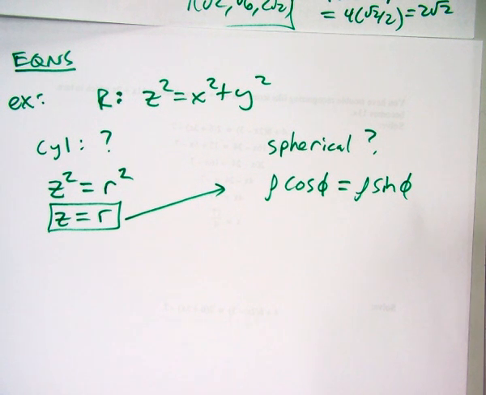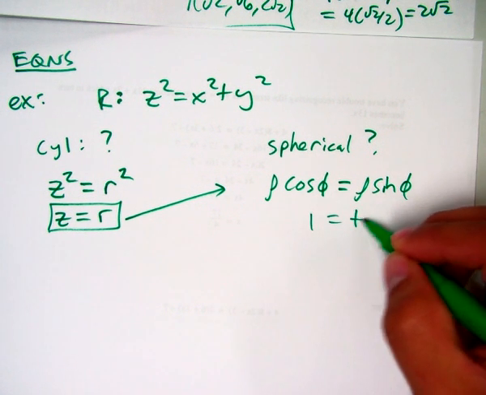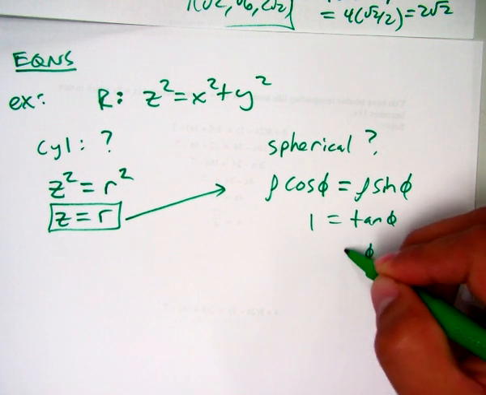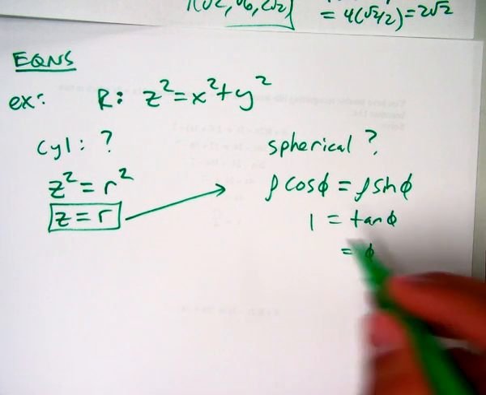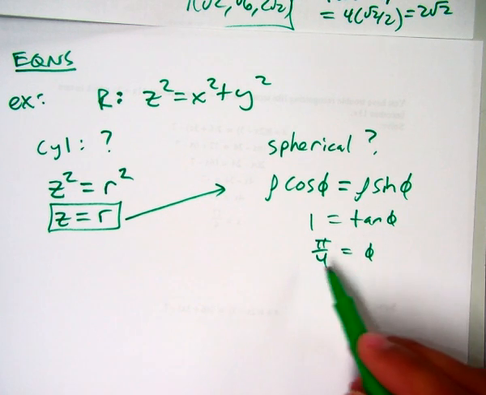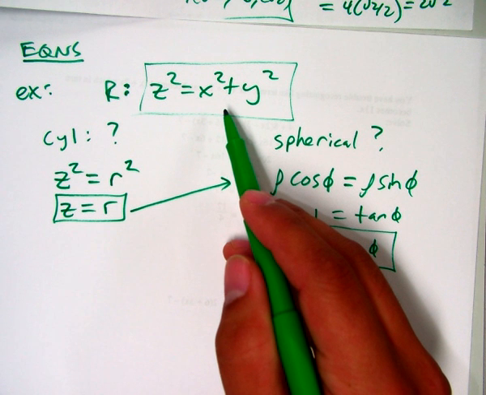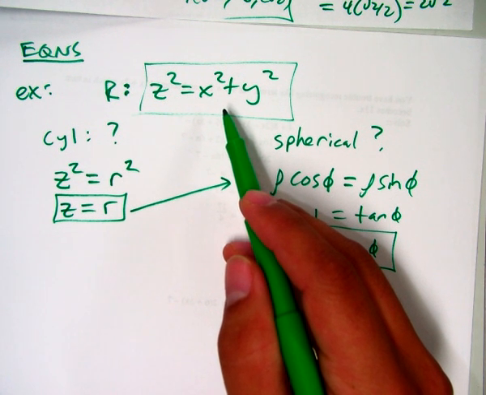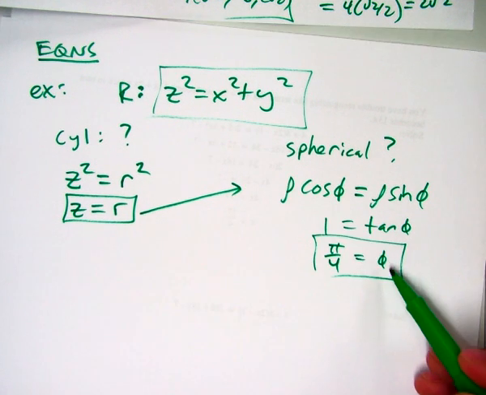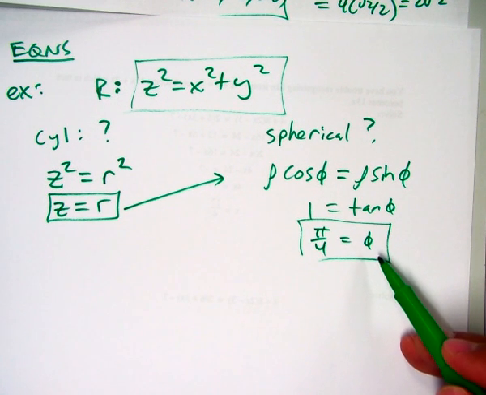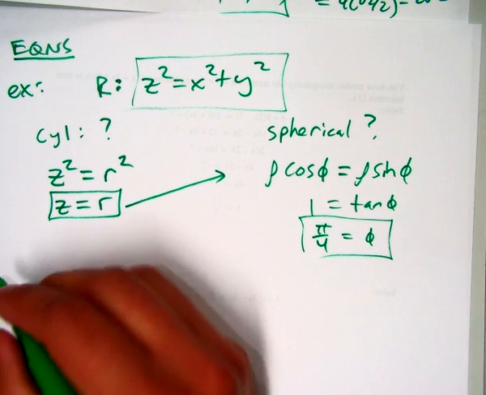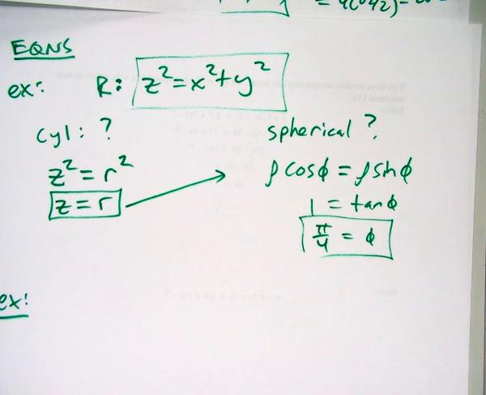So if we simplify this as much as we can, we could say 1 is equal to tangent phi. But what does that give us for phi then? Pi over 4. So now, look. This, from the get-go, you should have known from yesterday is what shape? It's a cone, right? What's this the equation for? Another cone. So now you're starting to see them kind of come through and how they link back and forth.